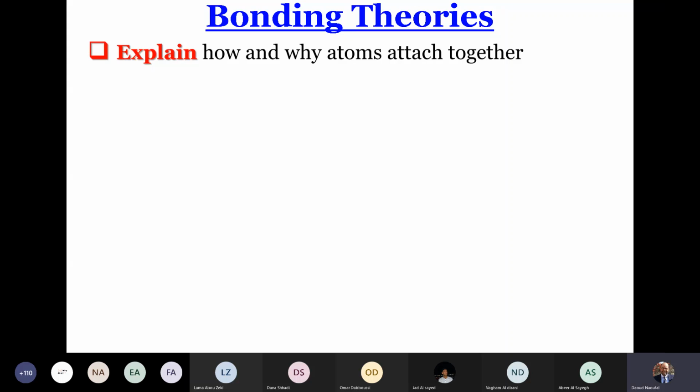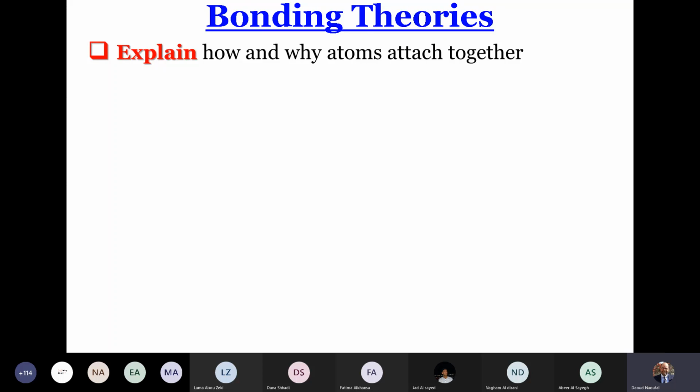Then we pass from the Lewis theory to another theory, which is the valence bond theory. We pass from one theory to another since we have inconveniences. In the VBT, the valence bond theory, we will explain this theory in detail: what are the interests, what are the inconveniences. Then we have to pass to another theory, which is the MOT, the molecular orbital theory.